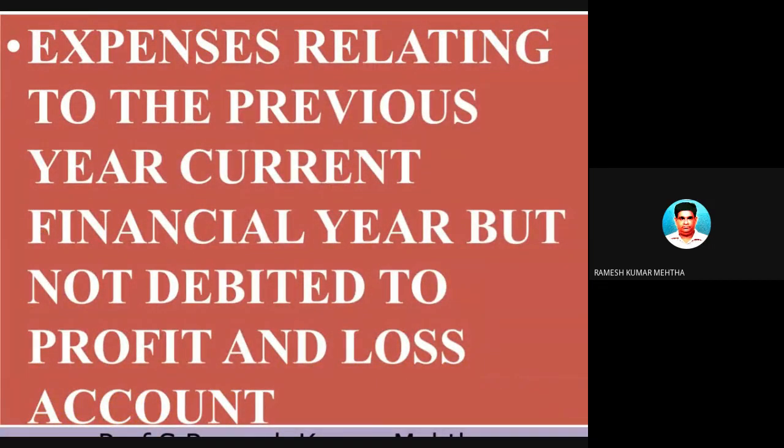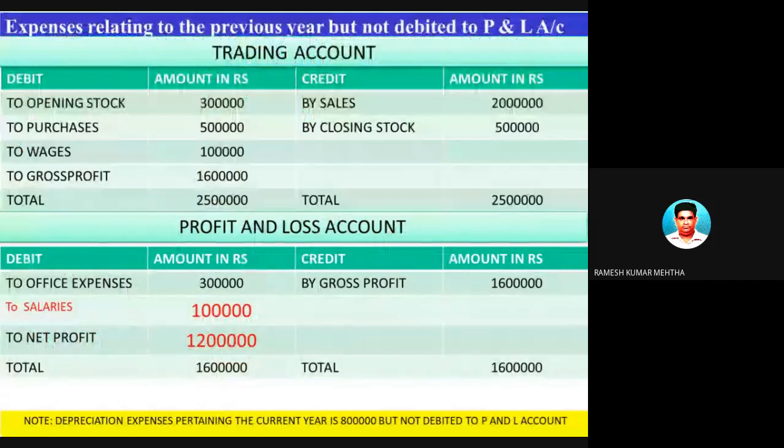Next one is expenses relating to the previous year, current financial year, but not debited to profit and loss account. So some expenses are of the previous year only, of the current year only, but are not debited to profit and loss account. So it is a grave mistake, and if it is committed, then we have to rectify it. Let's look at how to do the rectification.